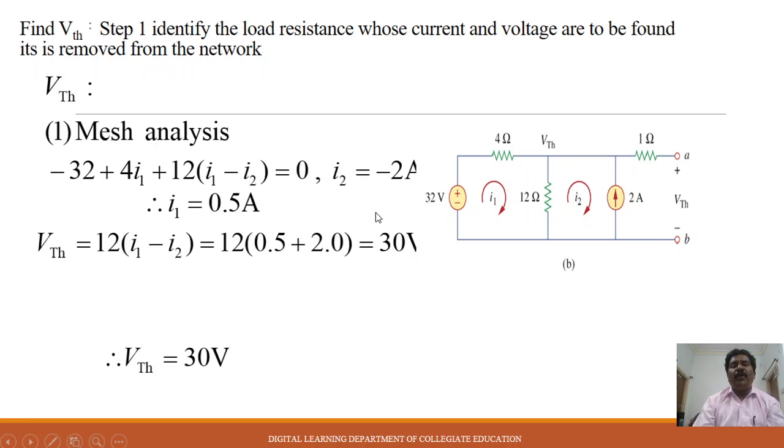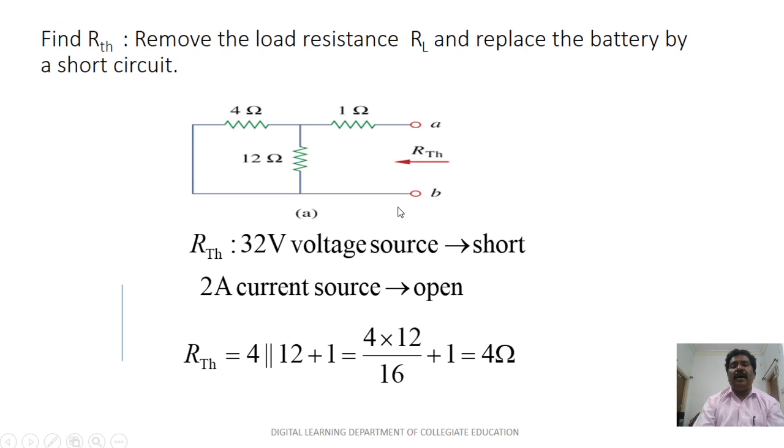Similarly, when you want to calculate the RTH value, Thevenin's resistance, we have a procedure for that. Remove the load resistance RL and replace the battery by a short circuit. So looking back at the previous circuit, if there are any voltage sources, just short them, and if there are any current sources, you open them. So for this RTH, the 32 volt voltage source is shorted and the 2 ampere current source is open.